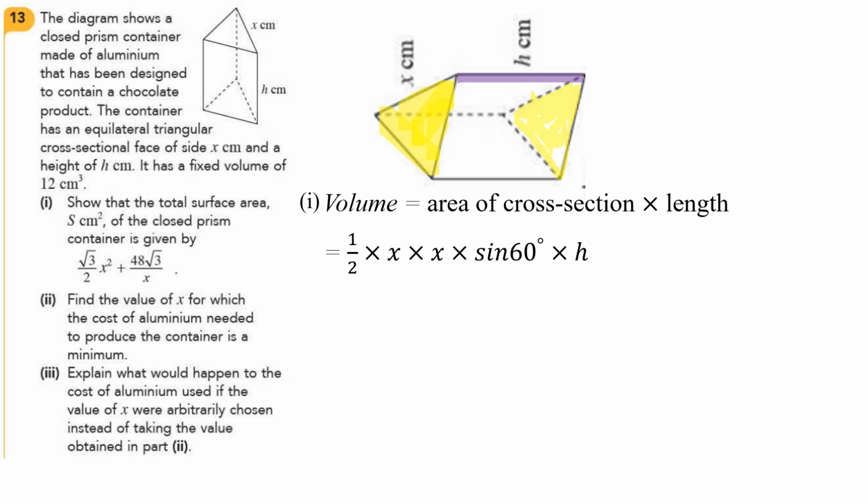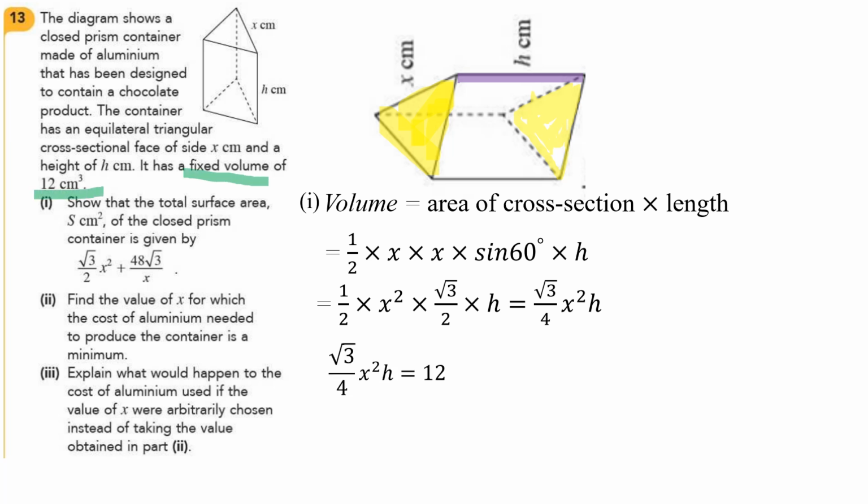So this question is challenging. It involves trigo, involves your special angle. Okay, so we're going to keep that. Oh, we don't keep that, because we're going to equate it to 12. Because you're given that the volume is 12 centimetre cube. So we're going to equate that to 12, because we're going to make h the subject.